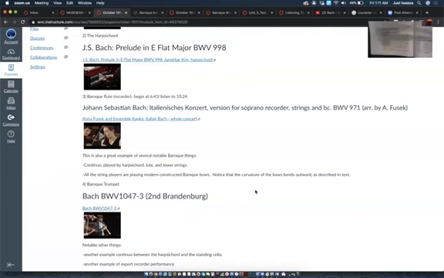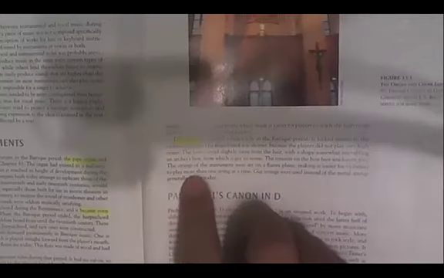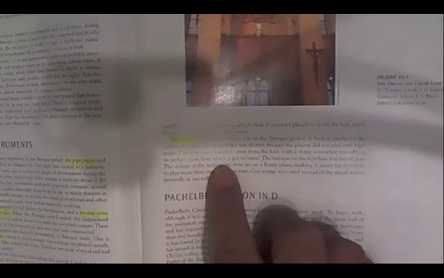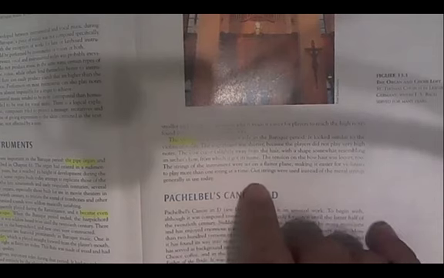So also notice that the string players in that video had interesting looking bows. Instead of being curved inward toward the hair, it's curved outward like a bow would actually look like. And your book actually talks about this. Let me stop the share right here. When it talks about strings, it says that there were differences in the instruments, that the fingerboards were flatter, and the tension on the bow hair was less, and that they used gut strings and things.